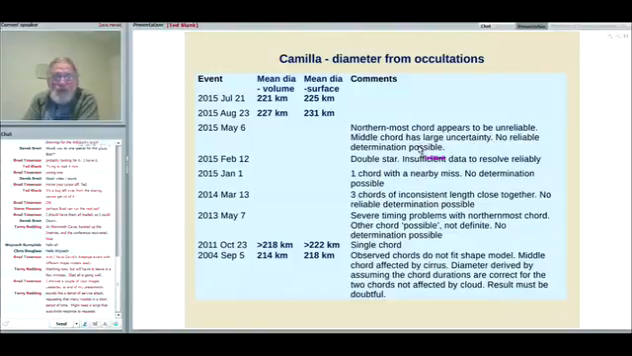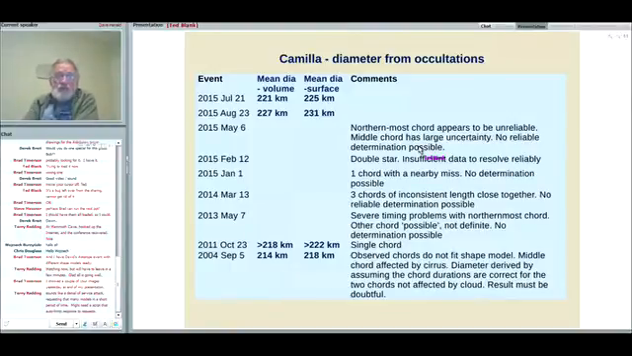2014 March 13, three chords of inconsistent length which were close together. That's a case of inadequate timing precision, basically. Couldn't get anything out of it. 2013 May 7, the northernmost chord had severe timing problems reported. The middle chord was flagged as being a possible event, but not a definite event. And again, couldn't get anything out of it.